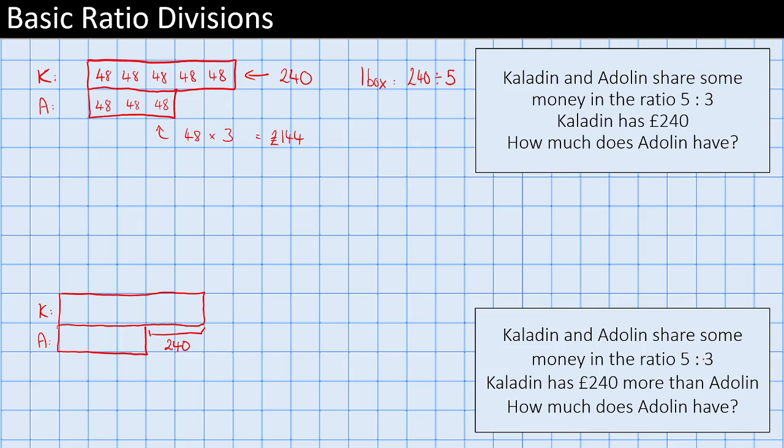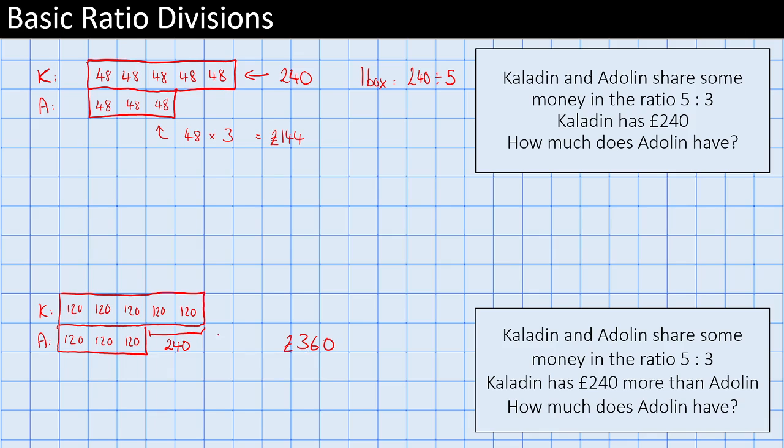Now, you might have been able to tell this from the question because in looking at the ratio, we have 2 parts, which is more, and we've got £240 more. So those 2 parts must have been worth £240. If 2 parts are worth £240, 1 part is worth £120. And so each part in this ratio must equal £120. We're then asking the same thing. We're asking how much does our second person have? And in this case, we can see that this second person has £360.